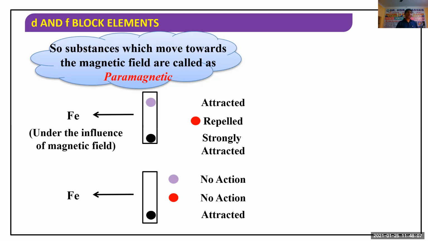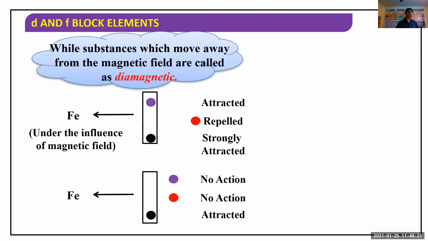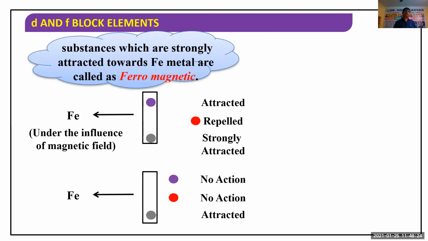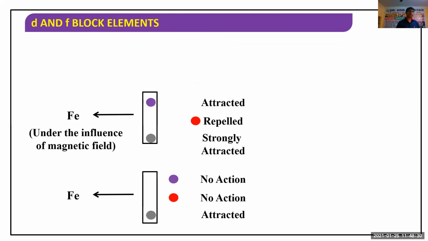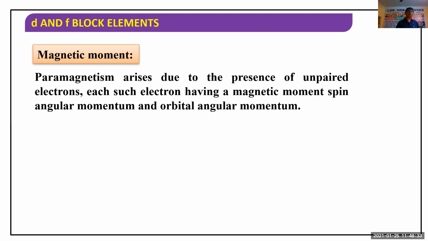Substances which move towards the magnetic field are called paramagnetic, and substances which are strongly attracted towards iron metal are called ferromagnetic. Magnetic moment, what is the magnetic moment? We can calculate magnetic moment is equal to root over n into n plus 2, where n is the number of unpaired electrons.